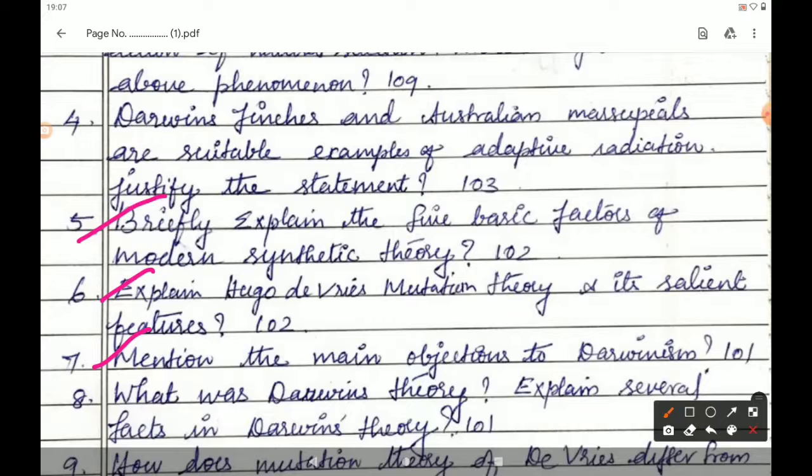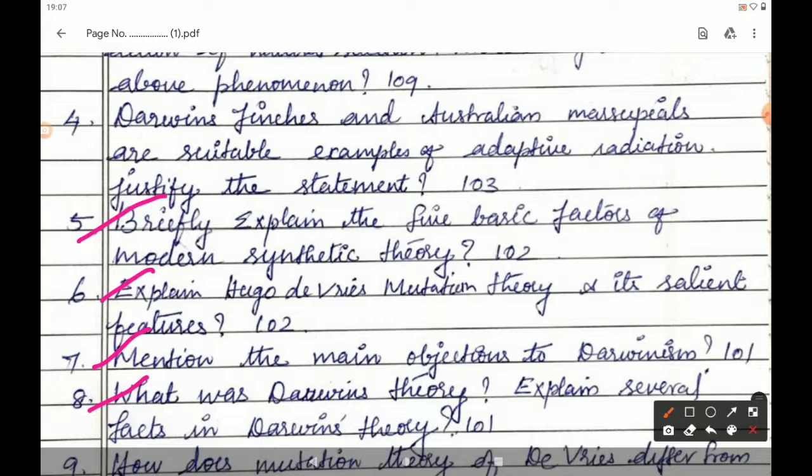The next question, 8th question: What was Darwin's theory? Explain several facts in Darwin's theory. Page number 101. Students, the answer is given in page number 101 under the heading 6.5.2 Darwin's theory of natural selection. Darwin's theory is called natural selection theory, origin of species by natural selection.